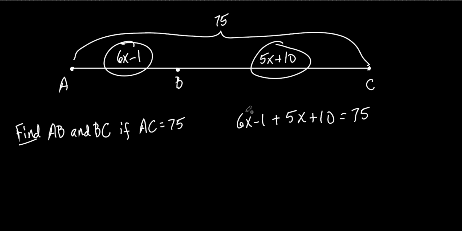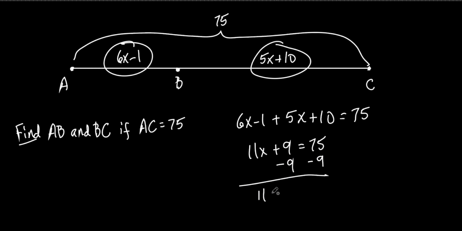So here we go. 6x plus 5x is 11x. Negative 1 plus 10 is positive 9. And that equals 75. We're not leaving until we finish this problem. So minus 9 from both sides. You should know this from your algebra. 75 minus 9 is 66. Divide both sides by 11. So x is equal to 6.